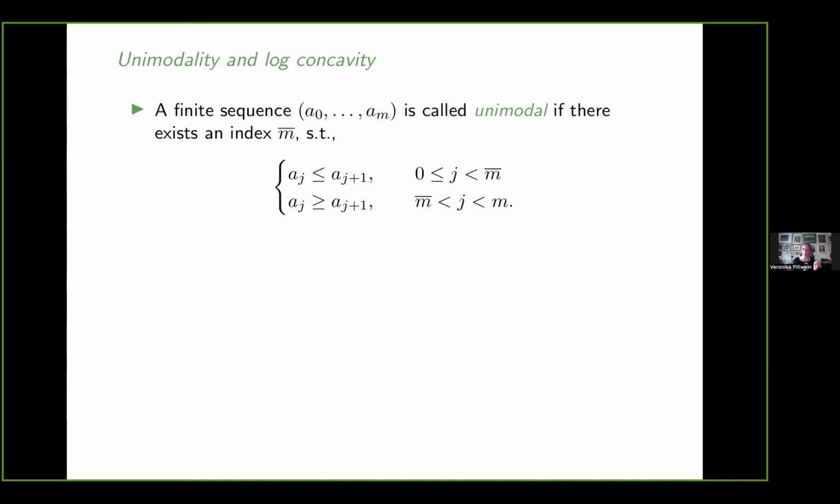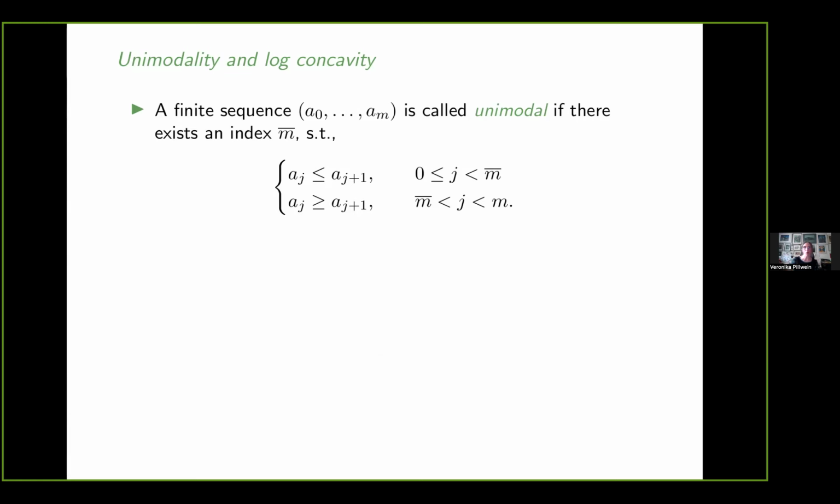Now I would like to go for some examples where it works, but on the way there, I want to introduce a class of sequences and show some other methods that work for these sequences, or other results that have been obtained on the topic of showing positivity. A very big class of problems that people look at a lot are unimodality and log concavity.